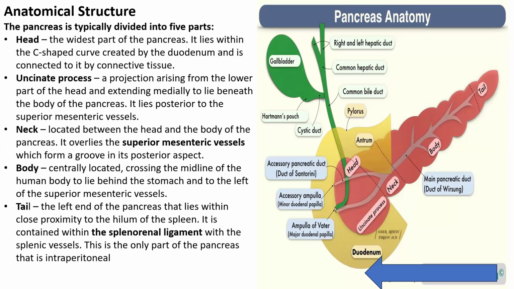Same as the hilum in the kidney also. It is contained within the splenorenal ligament with the splenic vessels. So the pancreas is connected with the hilum of the spleen by a ligament, and that ligament's name is the splenorenal ligament, which carries the splenic vessels. So these are the parts of the pancreas, and this part is intraperitoneal.